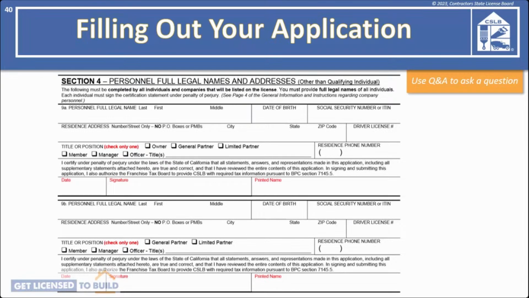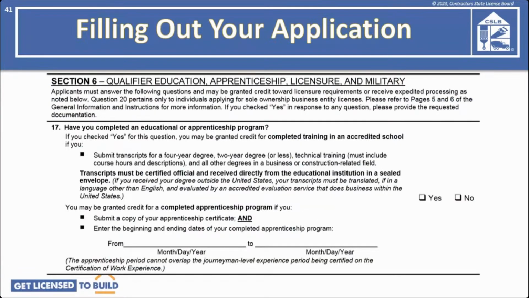For corporations and LLCs, every person who is an officer, responsible manager, or member or director of a corporation or limited liability company shall be listed on the application as a member of the personnel of record for the license. All personnel that will be listed on the license must sign the application in Section 4. Section 5 is a series of yes and no questions, so we're not going to cover those here.